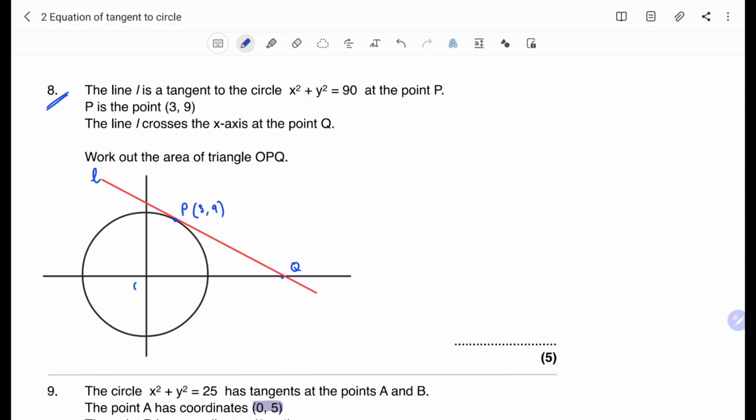So O is the origin. So we're looking at the area of a triangle OPQ. So let's just show you where that triangle is. The triangle OPQ is here.